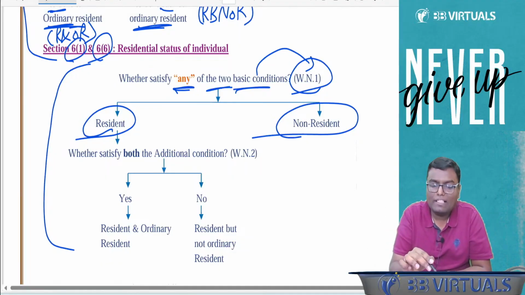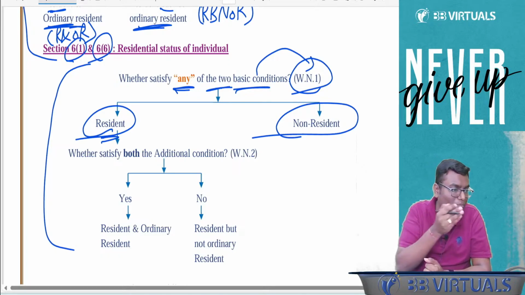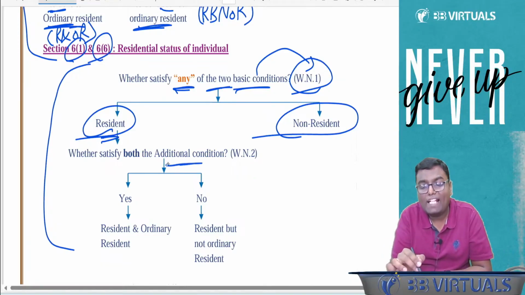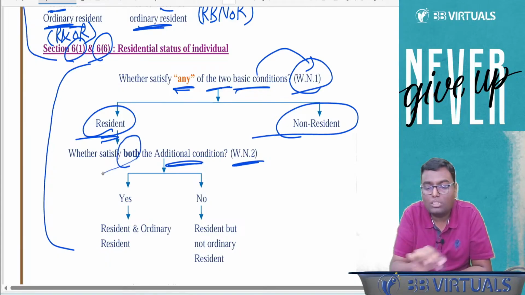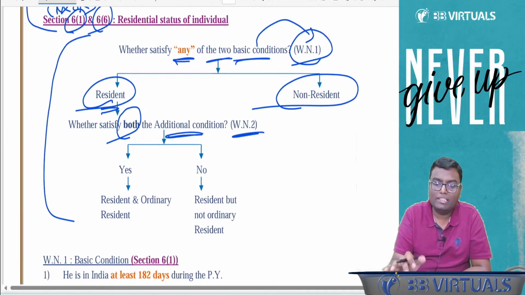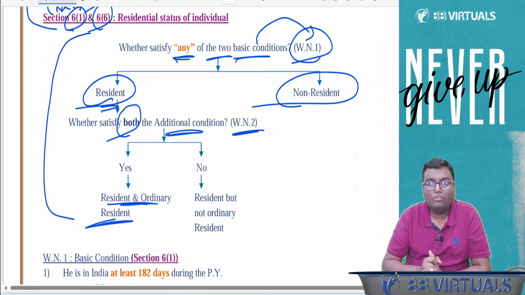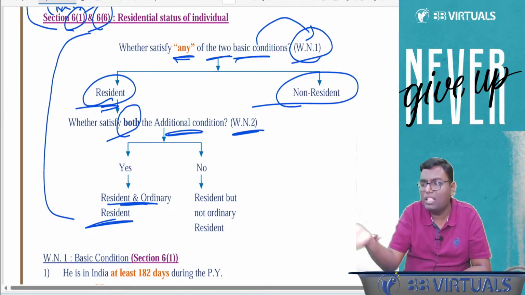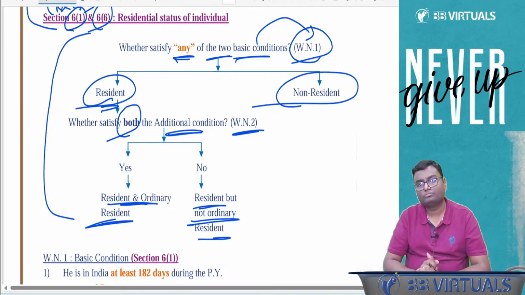Achha, if you are a resident person, then the matter does not stop over here. Either you can be R&OR or you can be RBNOR. Then I will tell you two additional conditions in working note number 2, and you need to fulfill both additional conditions. If you fulfill both, you will become resident and ordinary resident. And if you fulfill none of the additional conditions, or you fulfill one but not the other, you will be called resident but not ordinary resident.